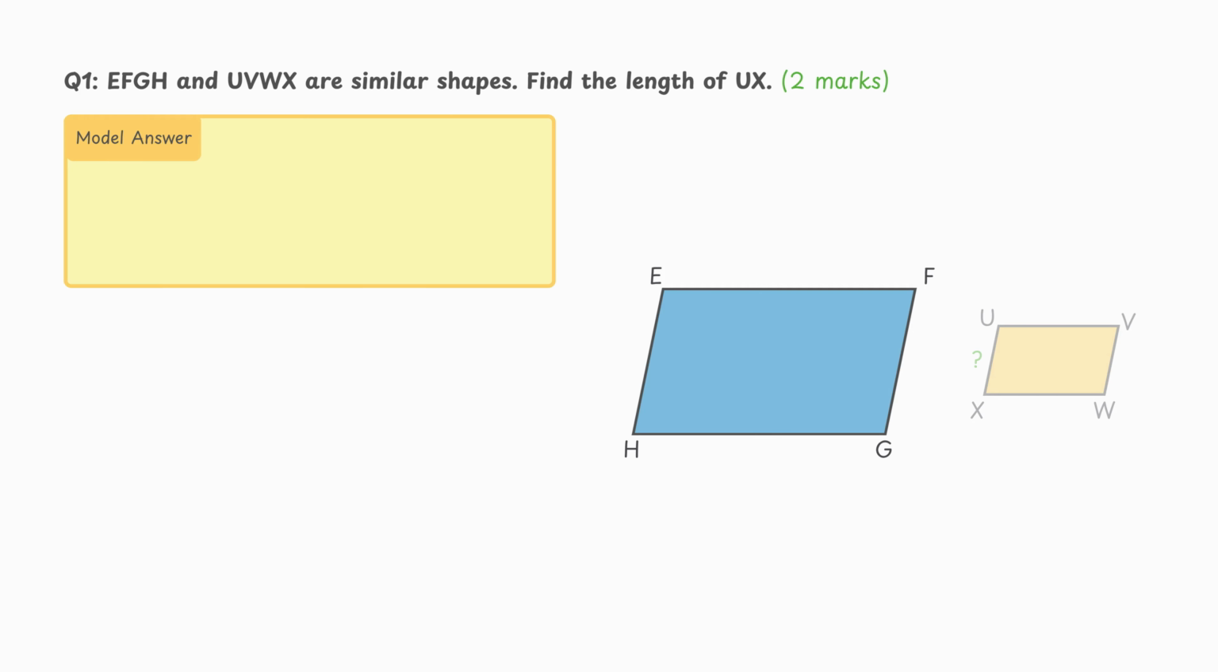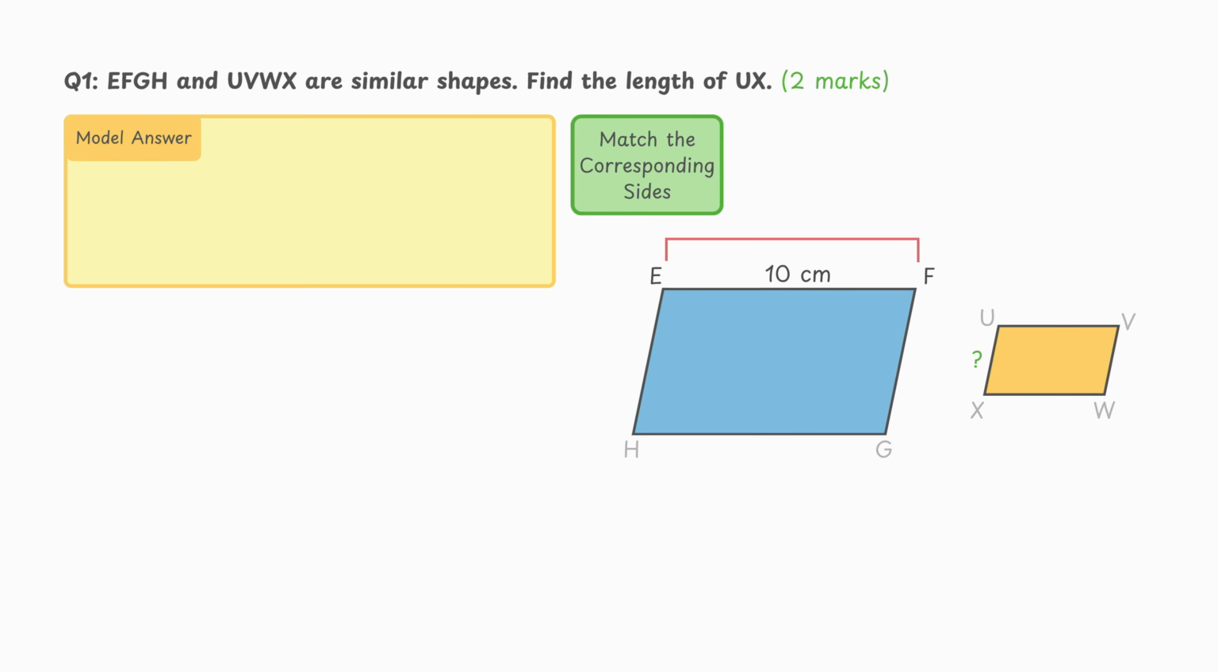Here, the blue shape is the larger shape, and the yellow shape is the smaller shape. First, we match the corresponding sides. The top side of the large shape, EF, measures 10 centimeters, and the matching top side of the small shape, UV, measures 4 centimeters. Side EH is 12 centimeters, and the matching side UX is unknown.